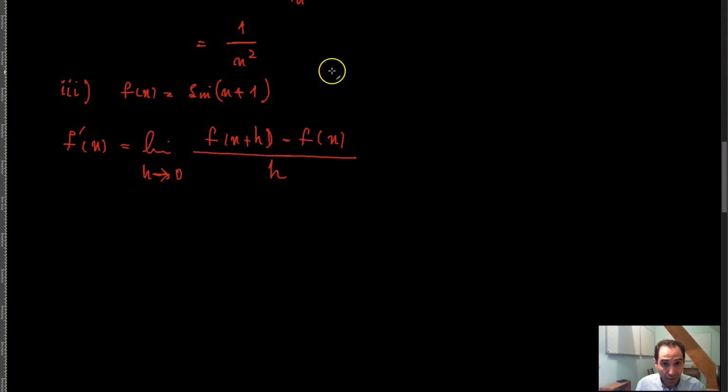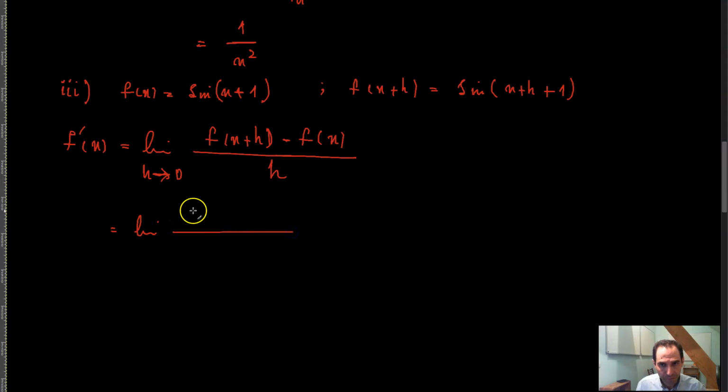Now f of x plus h in this function becomes sine of, instead of x you write x plus h, so x plus h plus 1. And therefore, here you can write the limit of sine of x plus h plus 1 minus sine of x plus 1 divided by h as h tends to 0.